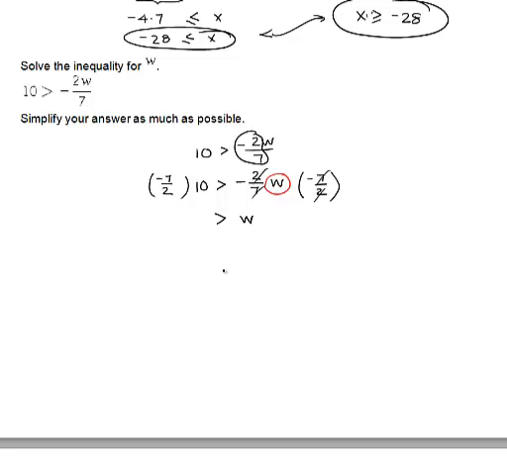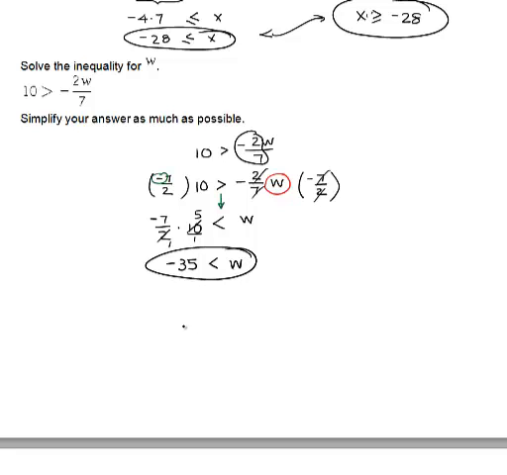My w comes down. But because I multiplied by a negative number, I have a negative number here, I have to change my inequality sign to be the opposite. Now I can go ahead and do the straight multiplication. I have negative 7/2 times 10, which is just like 10 over 1. So I have 2, 5. I have negative 35 is less than w.